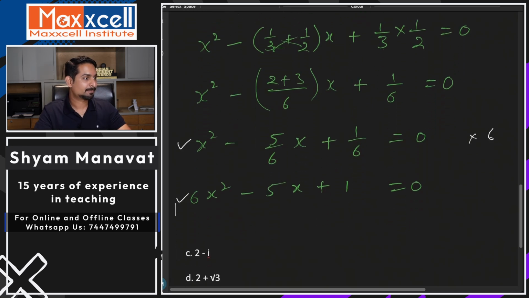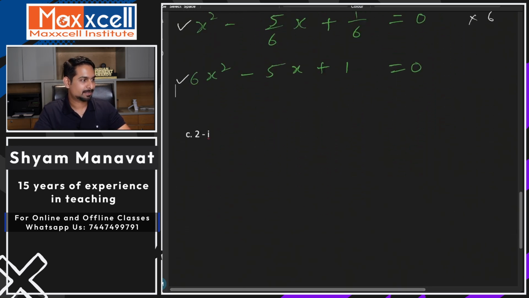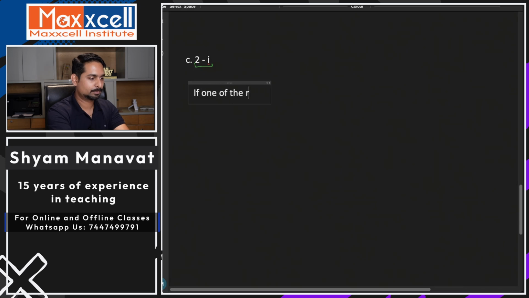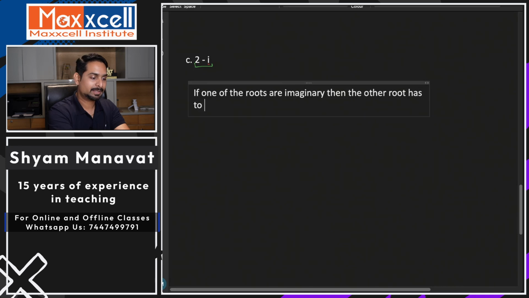Now we have some surprise elements also in this video. What if one of the roots is imaginary, 2 minus i? Now make a note here. If one of the roots is imaginary, then the other root has to be imaginary.